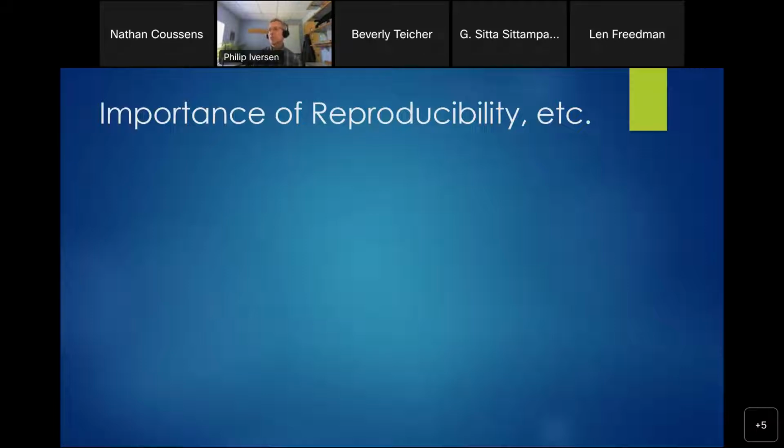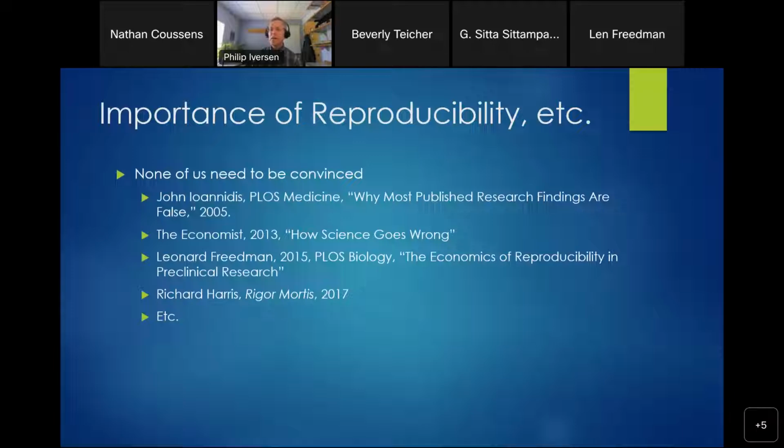Okay, so what is the importance of reproducibility, replicability, et cetera? I think none of us need to be convinced. There have been a number of high-profile publications in recent years and not so recent years. Just a very short list here. I suspect most of you have seen at least some of these. And I will talk about some of the contents a bit as we go, along with some other things besides that list.